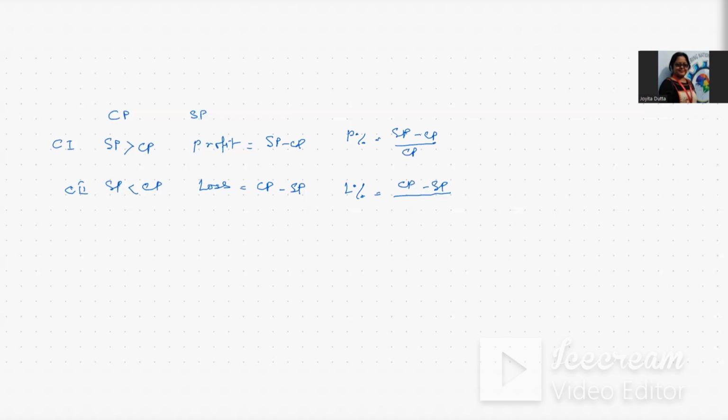And because it is percentage, it is into 100. So I can say profit percentage is equal to profit by cost price into 100. Loss percentage is loss by cost price into 100. So very simple formulas that I have to remember. Now I'll go ahead and solve a few questions based on this.